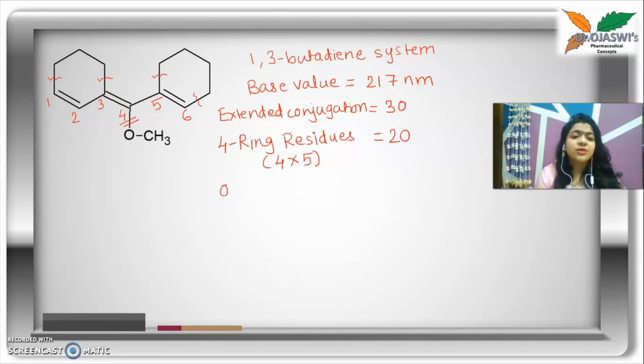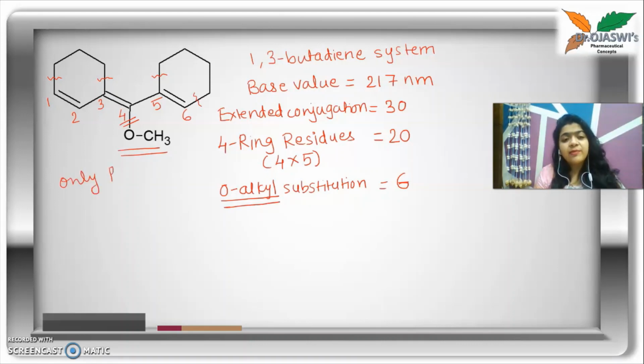Yes, alkyl substitution. So here it is not just alkyl substitution, it is methoxy substitution. So this O-alkyl substitution increases the absorption by 6 units and not 5 units. So instead of OCH3, if it would have been only CH3 or CH2CH3, then the increment would have been by 5 units only. But since here it is methoxy substitution, we are increasing it by 6 units.